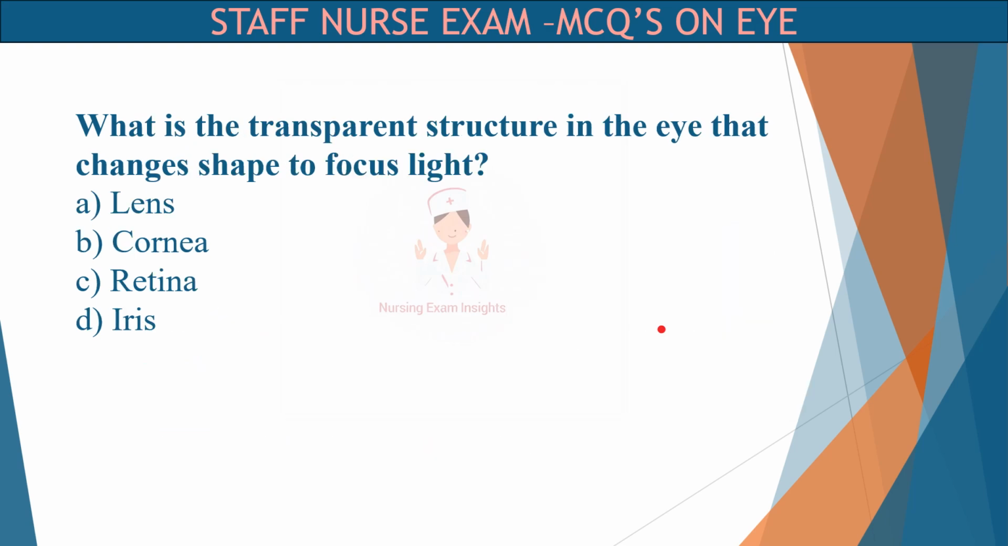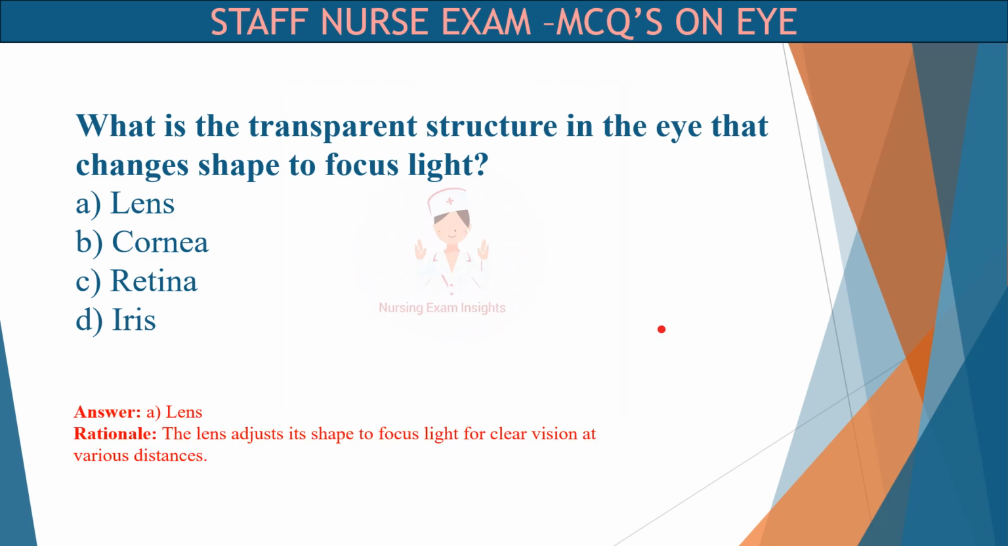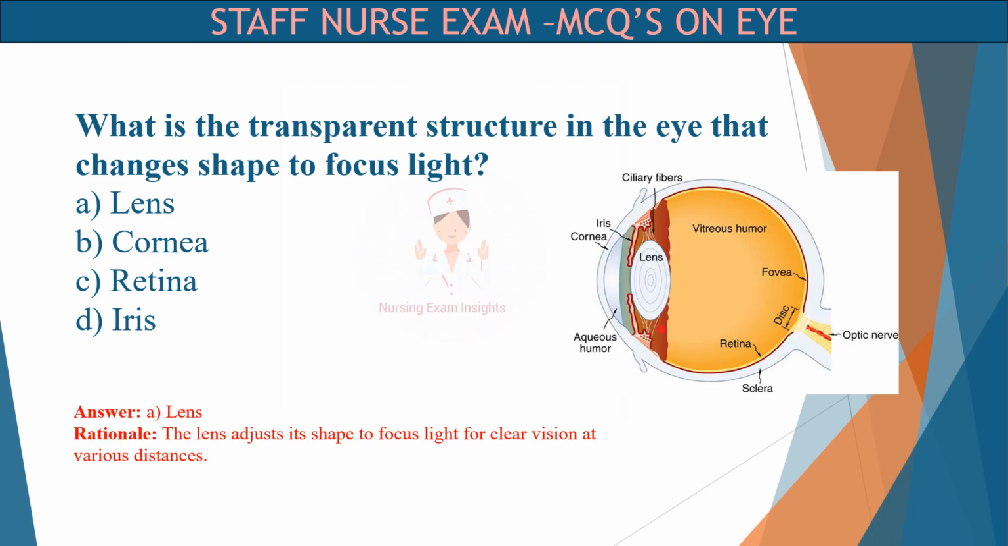What is the transparent structure in the eye that changes shape to focus light? Options are A. Lens, B. Cornea, C. Retina, D. Iris. The answer is A. Lens. The lens adjusts its shape to focus light for clear vision at various distances.